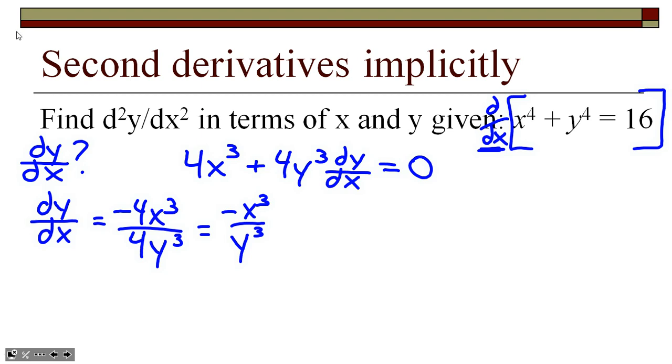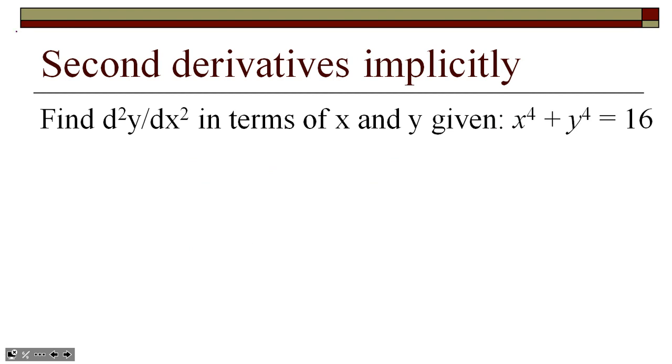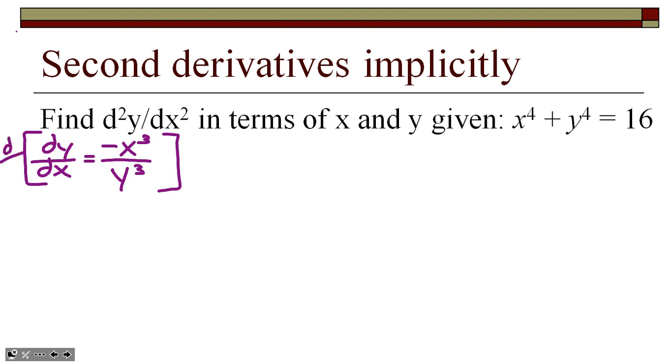Okay. So that was just our implicit, but now we're going to take the second derivative. Our dy dx that we just had was negative x cubed over y cubed. All right. So now we need to find the second derivative. So we need to take the derivative of both sides again with respect to x. Since there's a y on this side, we have to do it implicitly. So again, we have to take the derivative of this with respect to x. So the left-hand side becomes our d squared y dx squared. That's just a notation for second derivative.